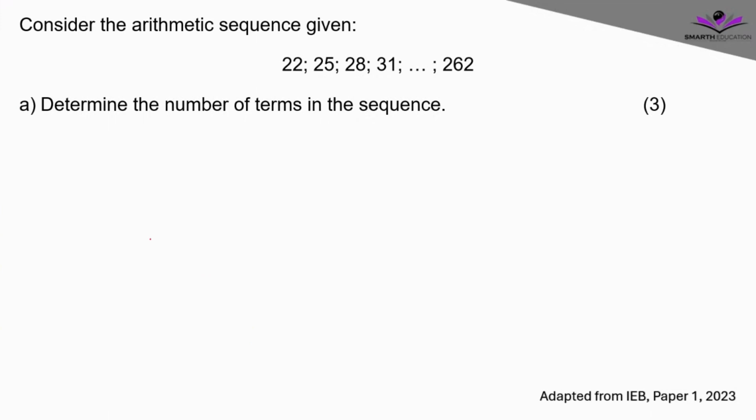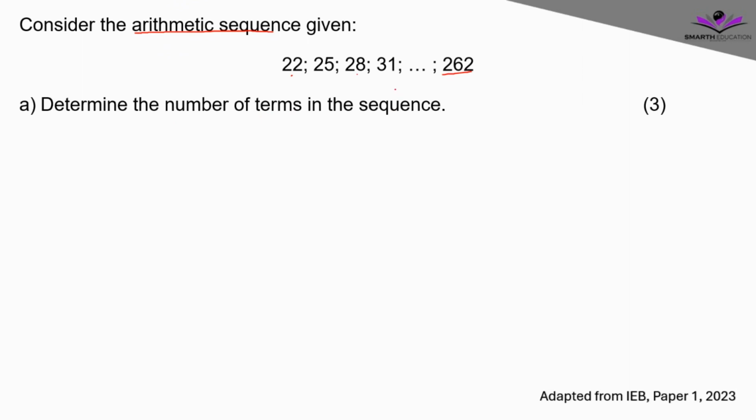Welcome back. Let's do question 5. Consider the arithmetic sequence, which is given. We have 22, 25, 28, 31, up to 262. It means 262 is the last term of this sequence. Determine the number of terms in the sequence.